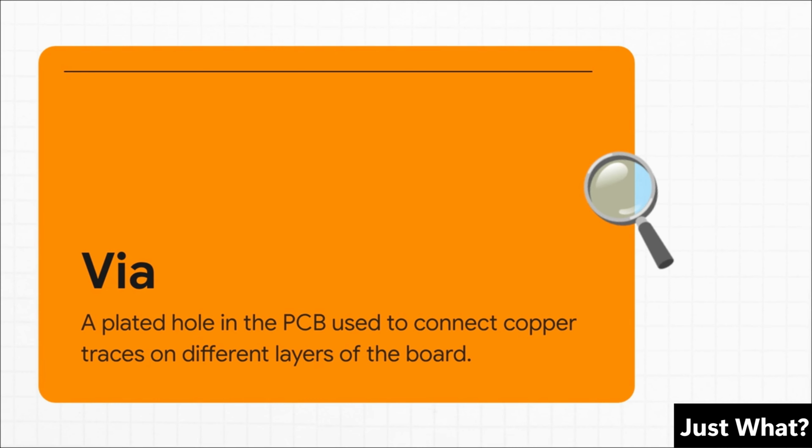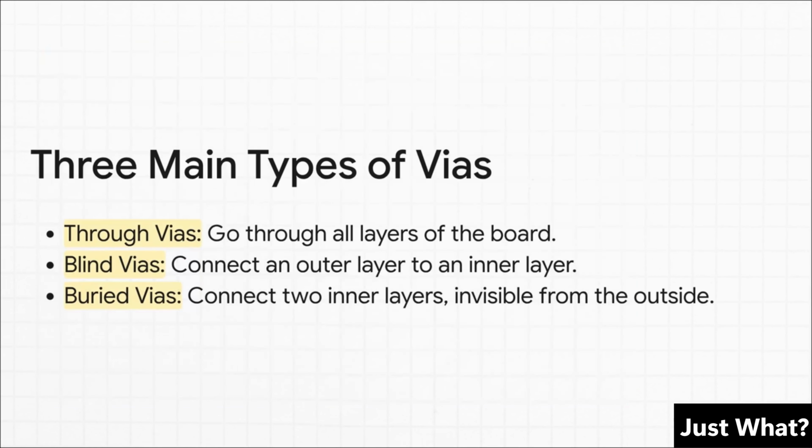So what happens when you have a trace on the top floor that needs to connect to a trace on a floor way down at the bottom? Well, that's where something called a via comes in. A via is basically a tiny copper-plated hole that acts as an elevator, letting signals travel vertically between the different layers of the board. And of course, not all elevators are the same.